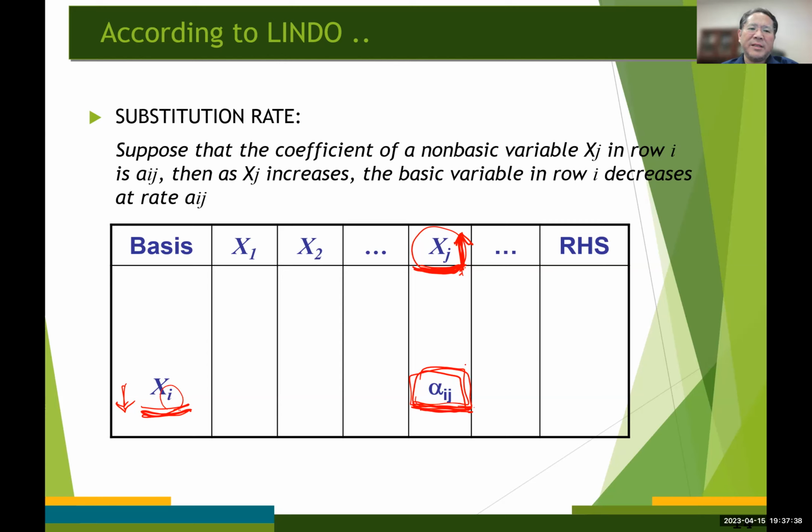Let's keep this in mind, because we're going to come back to this over and over while we are talking about the sensitivity analysis. Of course, if alpha sub ij has a negative value, then this means that an increase in the basic variable.